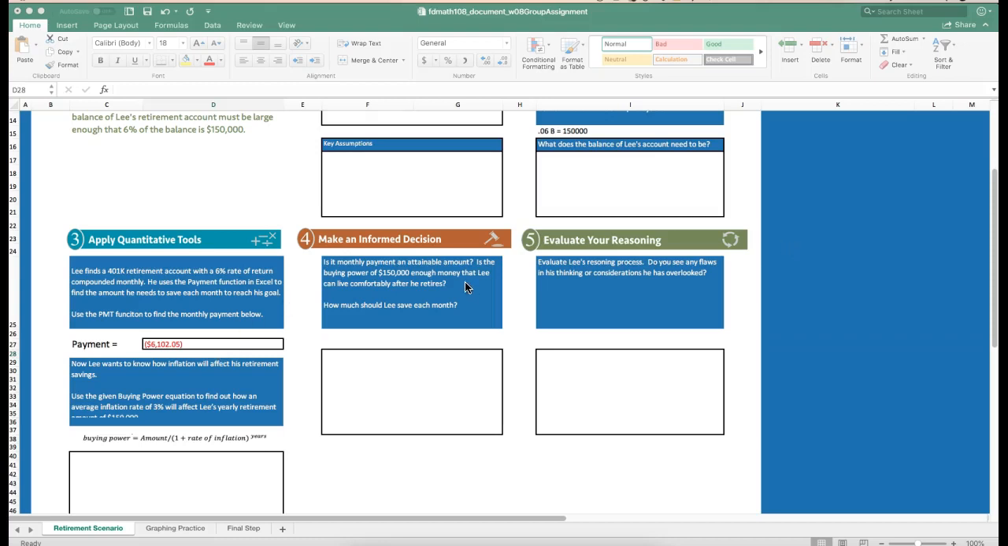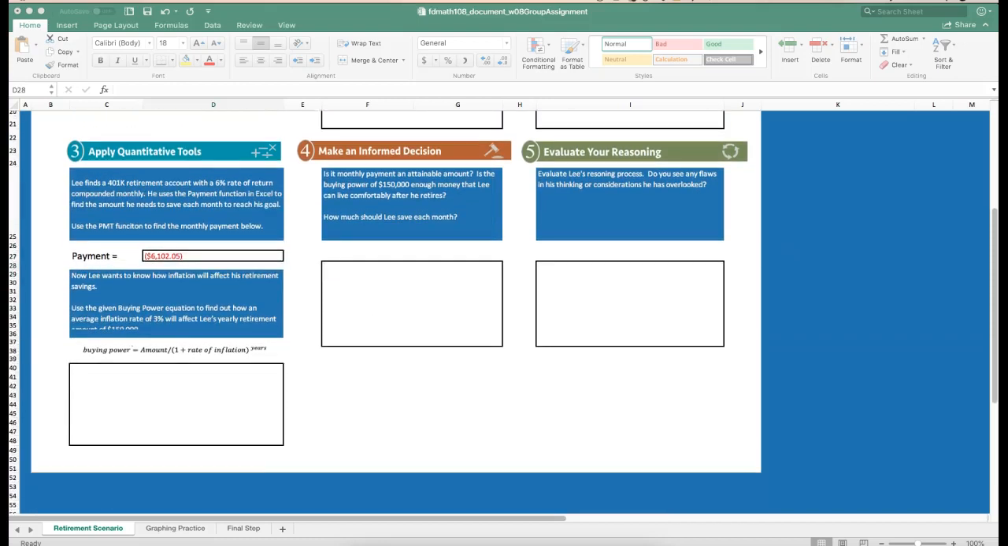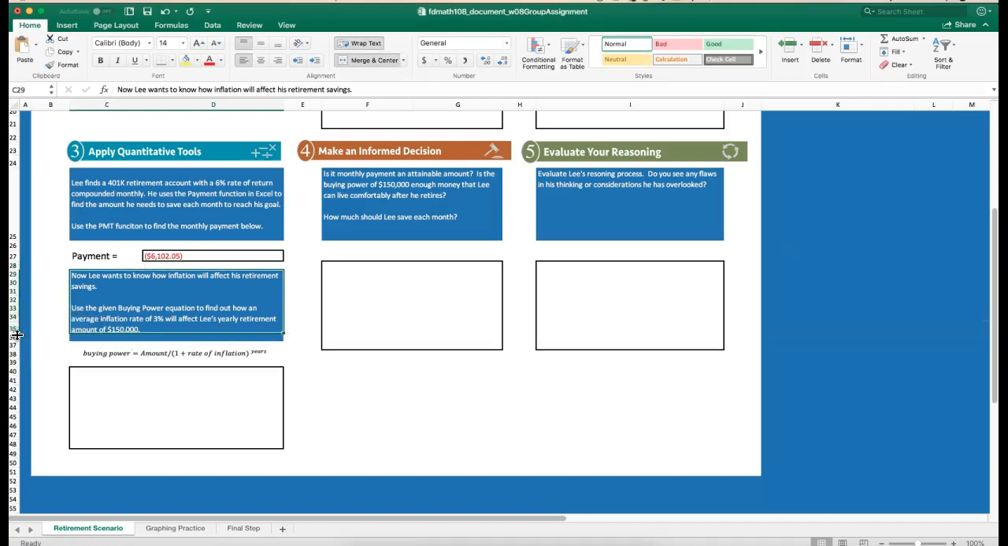Number 4, make an informed decision. Again, I'm going to let your group discuss this. And number 5, also let your group discuss this. The buying power, however, I see this template has a little bit of a squished problem, so you can't read that. We'll bring it out.